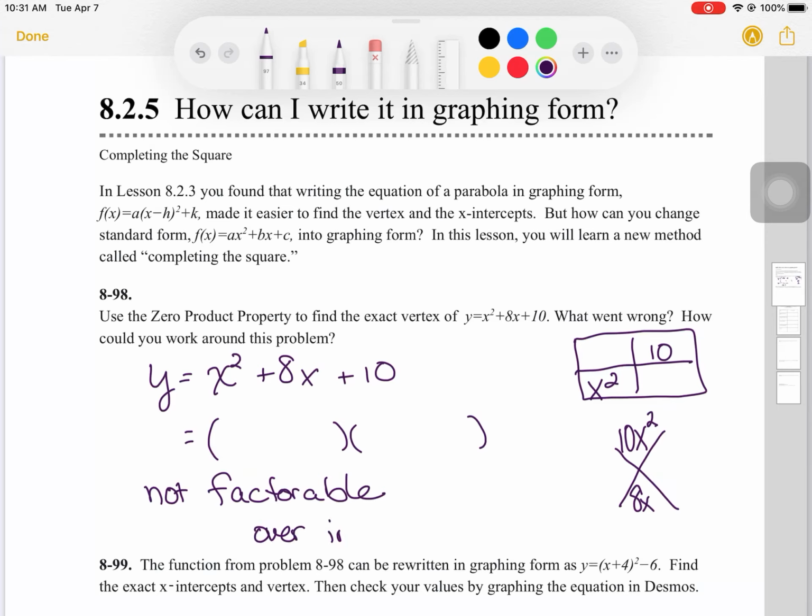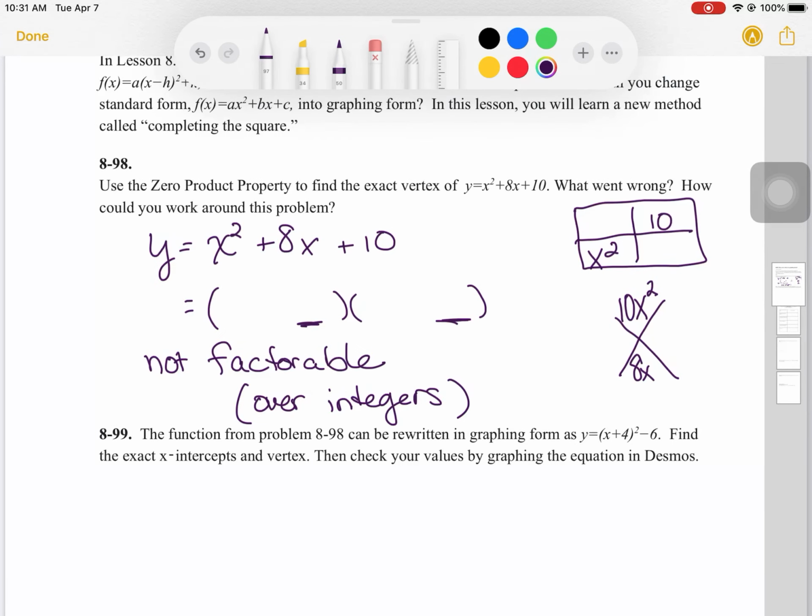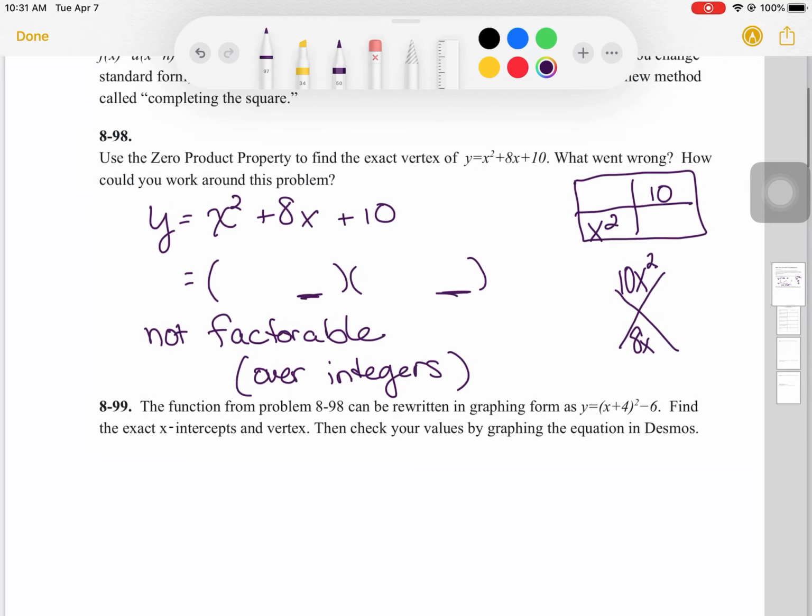Another way to say that, it is not factorable over integers. Just meaning that we wouldn't be able to put this into rectangle form. We wouldn't be able to come up with integer values here and here to be able to come up with our x-intercepts. Now, does that mean that there aren't any x-intercepts? Well, no, not necessarily.